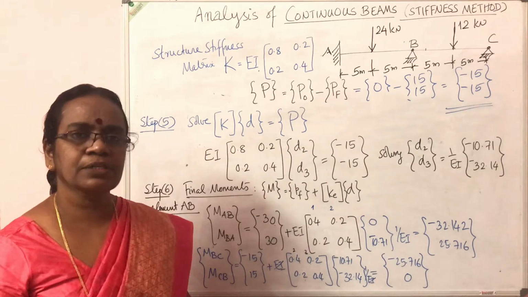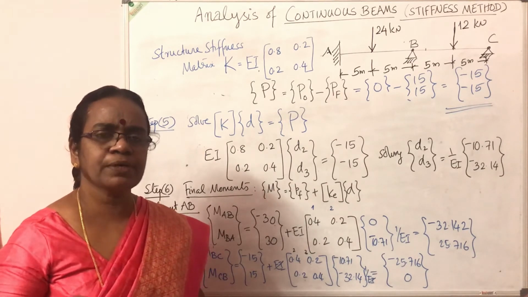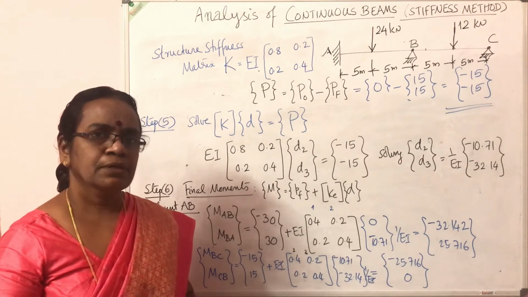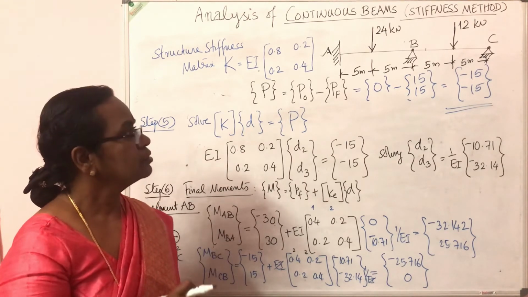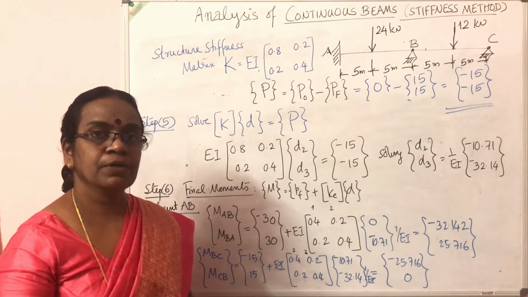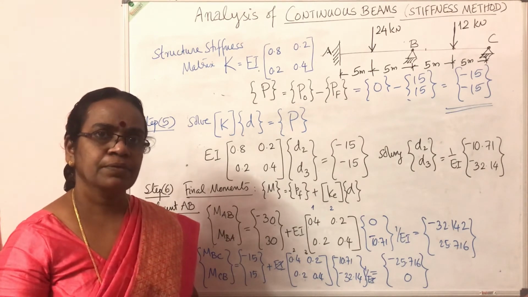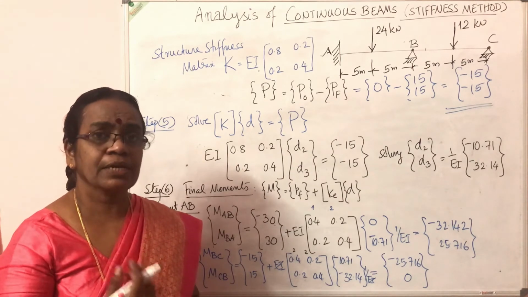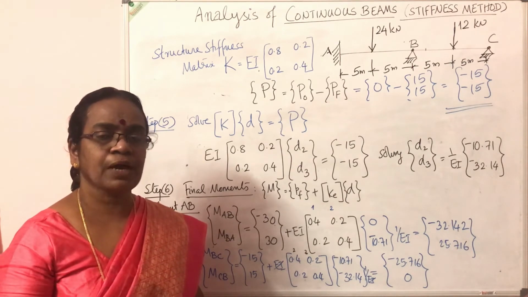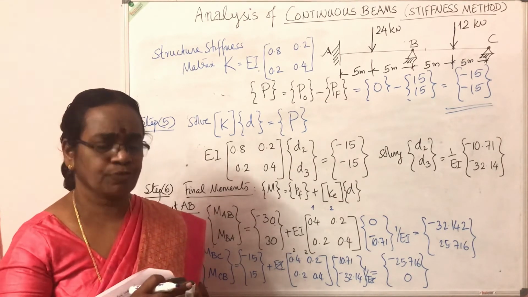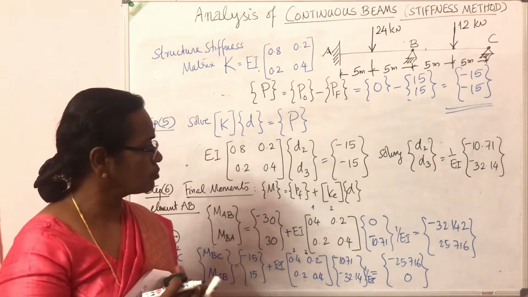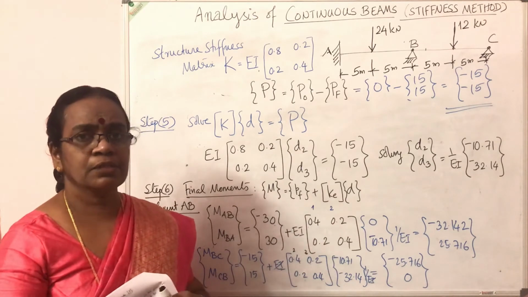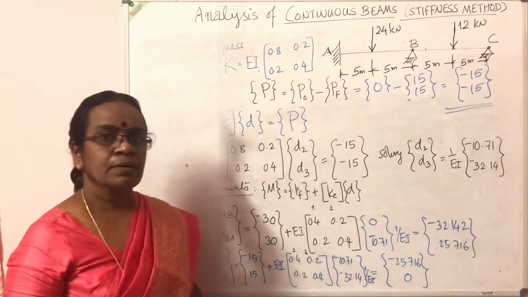So with that, we have got the analysis result, the bending moment at both ends of element AB as well as element BC. Now we have to draw the bending moment diagram. If you want to draw the shear force diagram, based on the bending moment values obtained, we can calculate the shear force values from the equations of equilibrium. So I will discuss that also, how to arrive at the shear force values from the bending moment values.